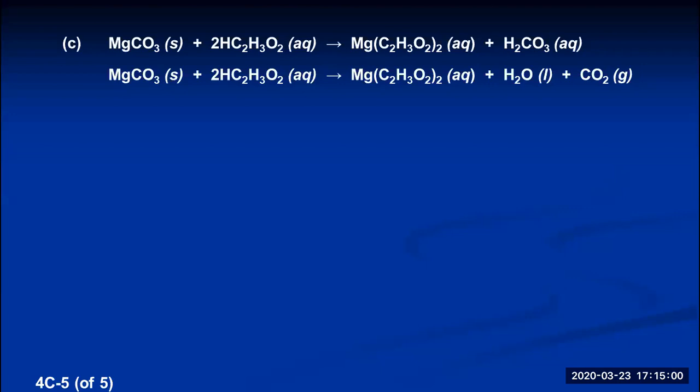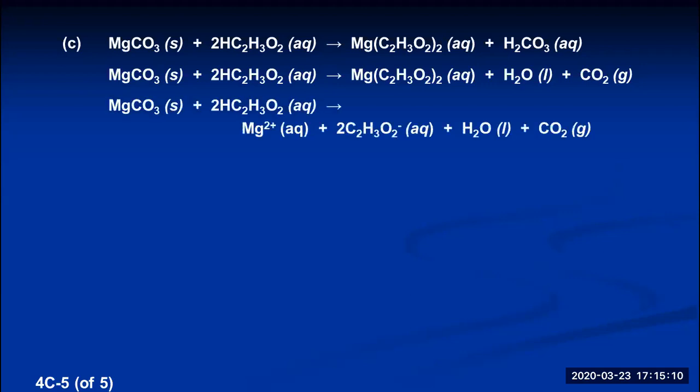On the product side, we have an ionic compound. This is no longer acetic acid. This is now an ionic compound, and ionic compounds that dissolve in water that are aqueous always dissociate into ions. So on the product side, we're going to write the magnesium acetate as a magnesium ion and 2 acetate ions.